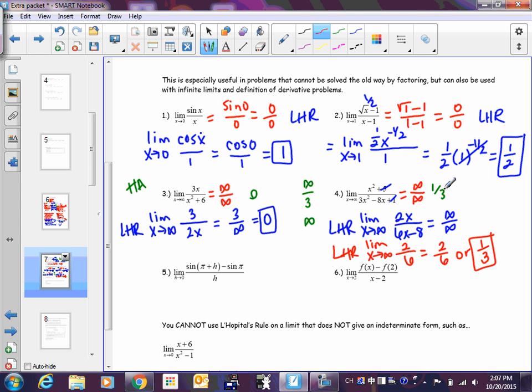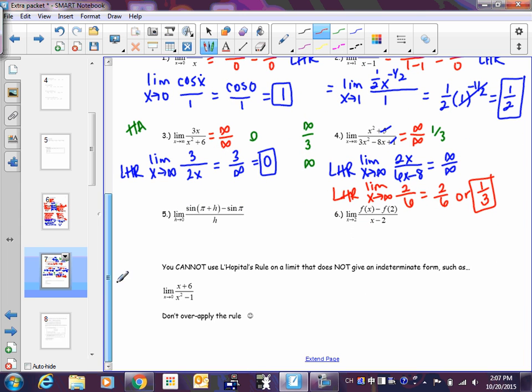This type of question on the AP exam is going to either be multiple choice, which means you're not getting graded for your work, or if it was free response, they're not going to require to see your work because this is something you can do in your head. The reason we need L'Hopital's rule, though, is for the problems we can't do any other way. And you're going to see a little bit of that on your homework, like some AP test questions.